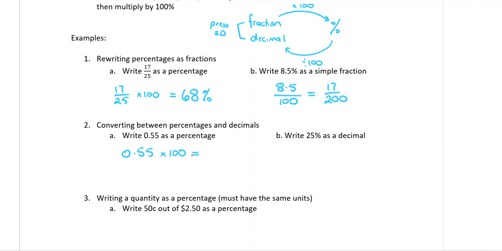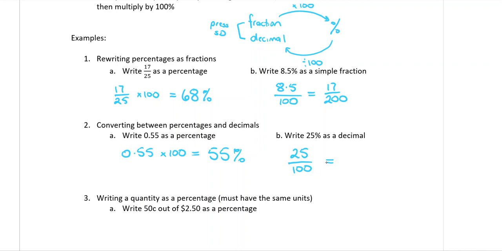That's an easy one to do. You might not even need your calculator. What is it? 55%. Very good. Part B, write 25% as a decimal. Follow the arrow. I need to divide it by 100. 25 divided by 100, either as a fraction or as a divide on the side.